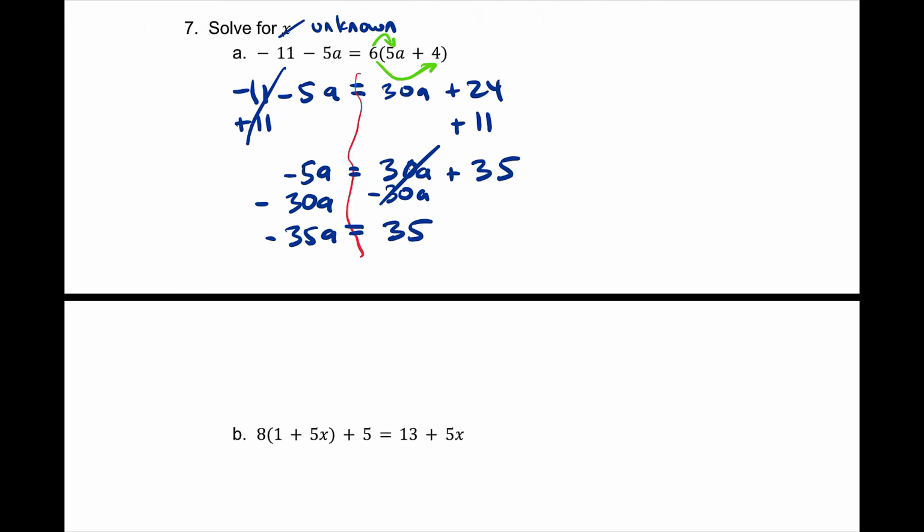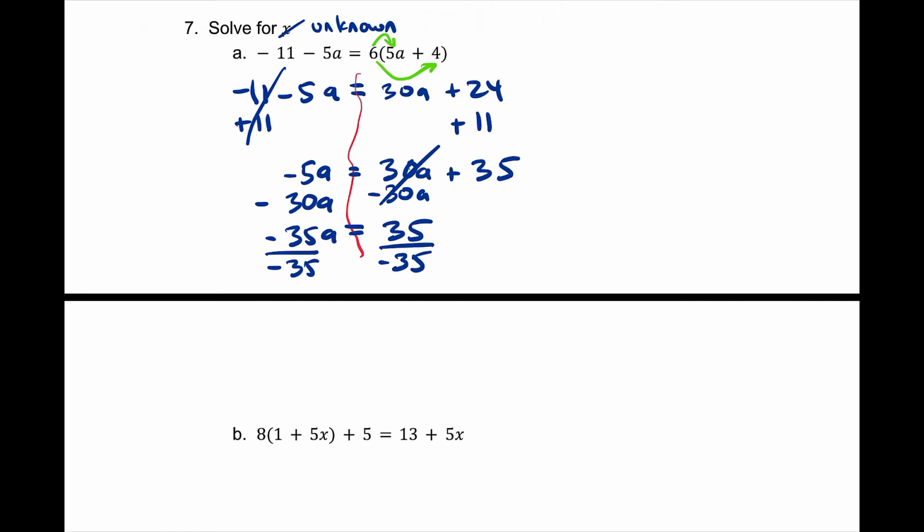Now the last step, I need to separate sort of the a's from that negative 35. So I don't want to know what negative 35a equals. I want to know what 1a equals. So what calculation or process do I need to do to have 1a on the left side? Well, I'm going to divide by negative 35, and that means to keep it balanced, I'm going to divide by negative 35.